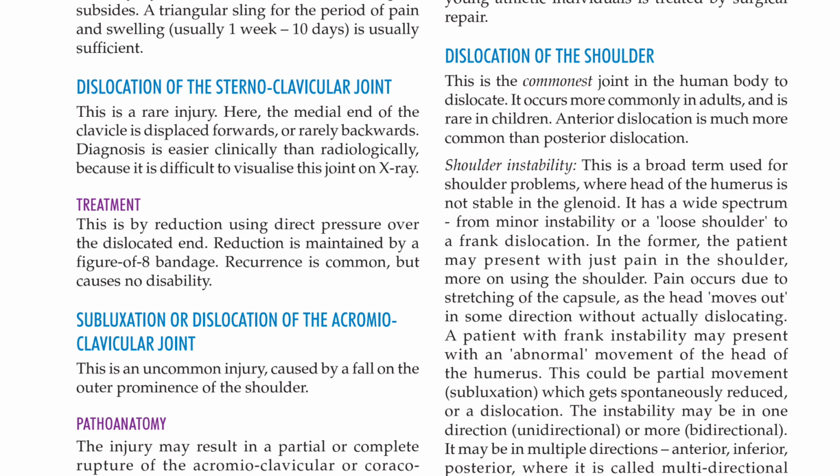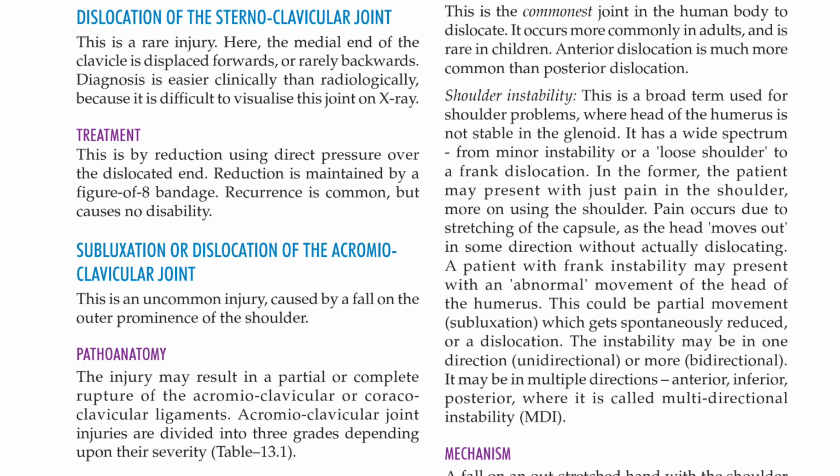It occurs more commonly in adults and is rare in children. In children, you won't see it. Anterior dislocation is much more common than posterior dislocation.